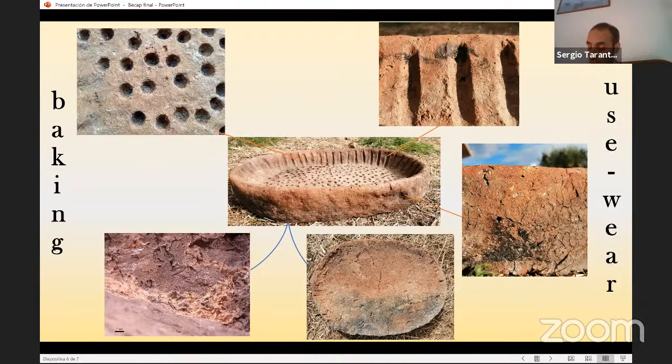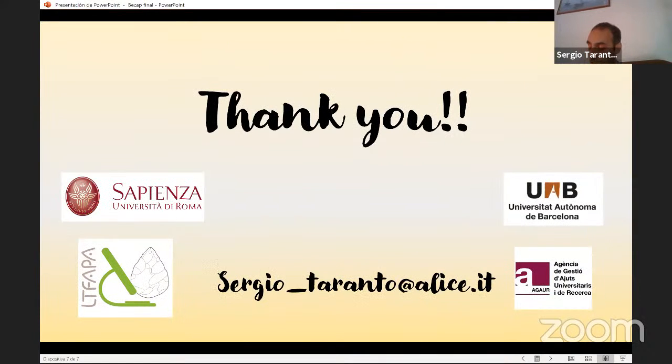In conclusion, the analysis revealed that the use-wear on archaeological fragments is comparable to that present on experimental replicas used for baking bread. A look was also turned to ethnographic comparisons with other trays used for baking bread, like those from the Balkans, of which other speakers will talk about in this conference. Thank you.